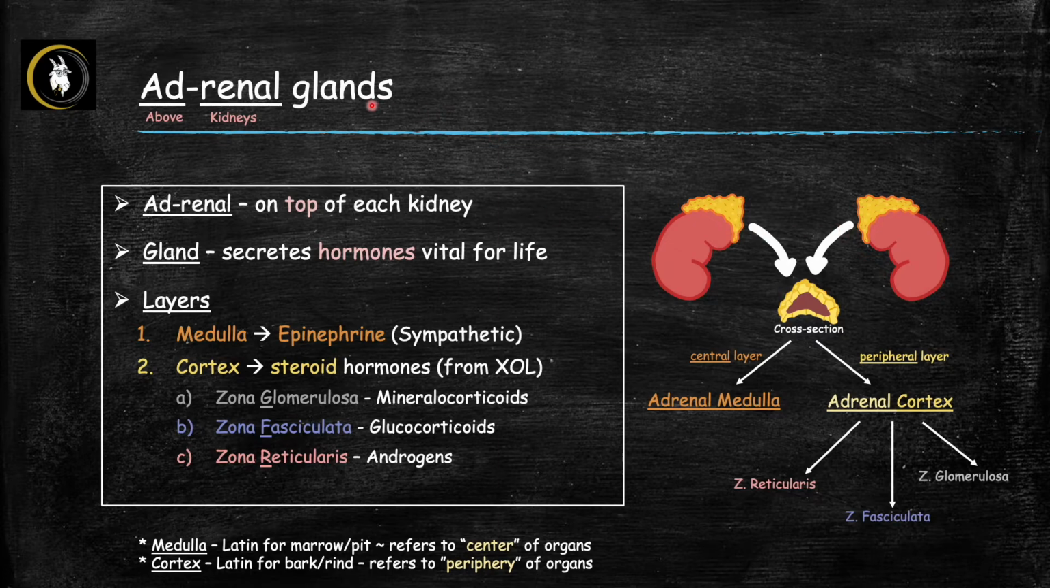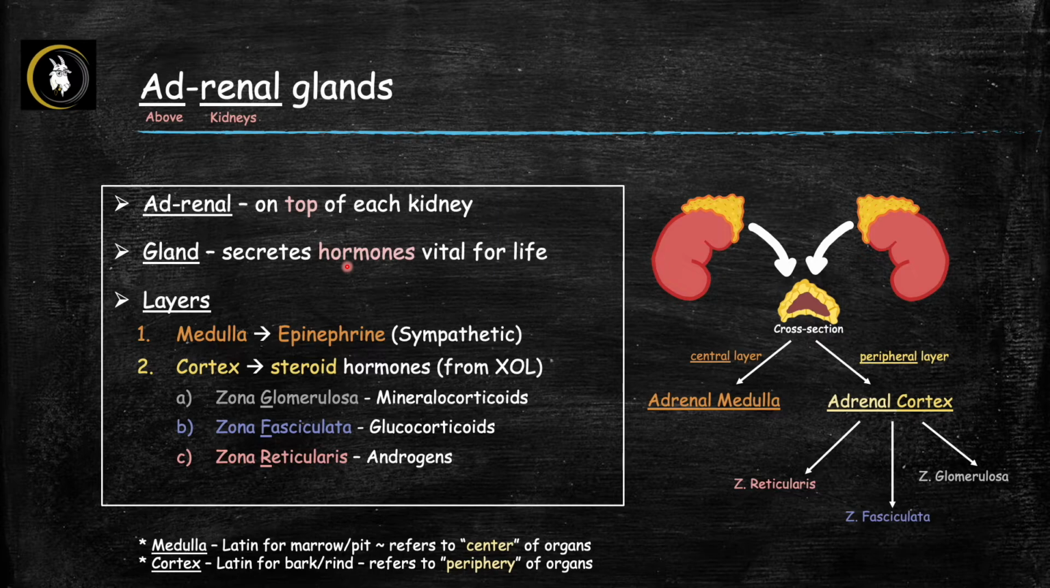Now, what's the function of these guys? Well, they're glands, and glands always secrete stuff. That is the definition of a gland. Specifically, these glands secrete hormones that aren't just any regular hormones. These are critical, important hormones that are absolutely vital for life. So these are super important, and that's why this is such a high yield topic.